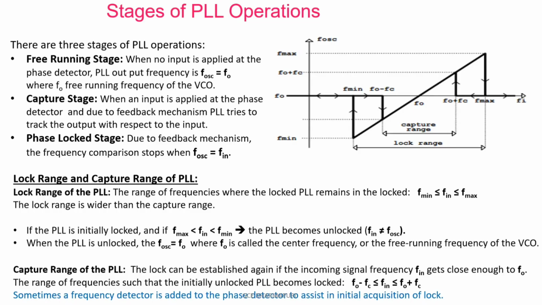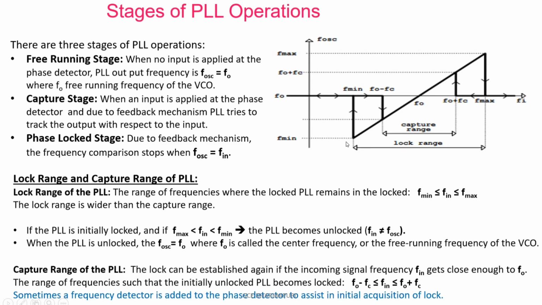So the range of frequency over which the PLL can maintain the lock with the incoming signal is called lock-in range. So the lock-in range of the PLL remains from F minimum to F max. So this is my lock-in range, and the lock-in range is wider than the capture range.